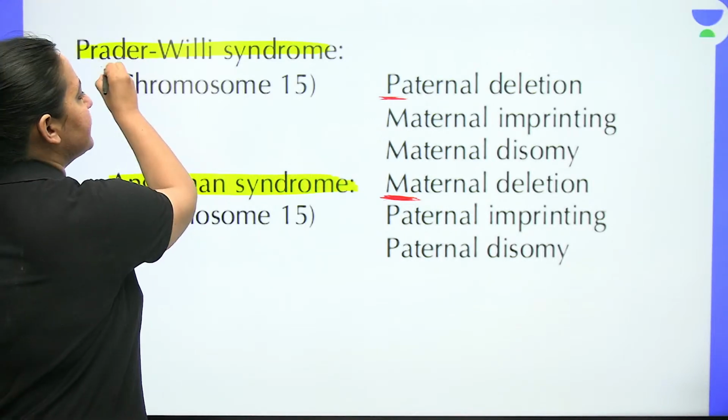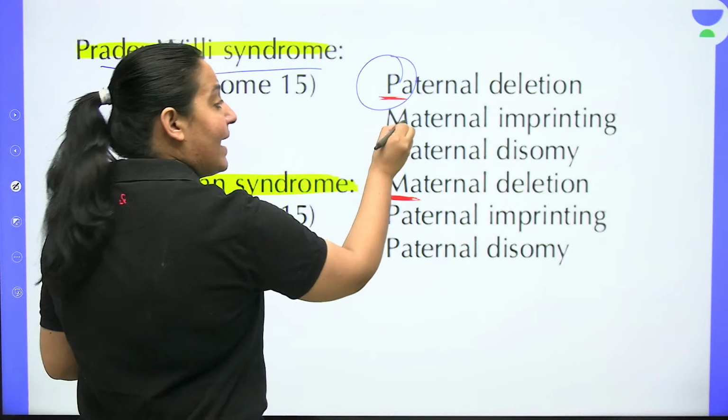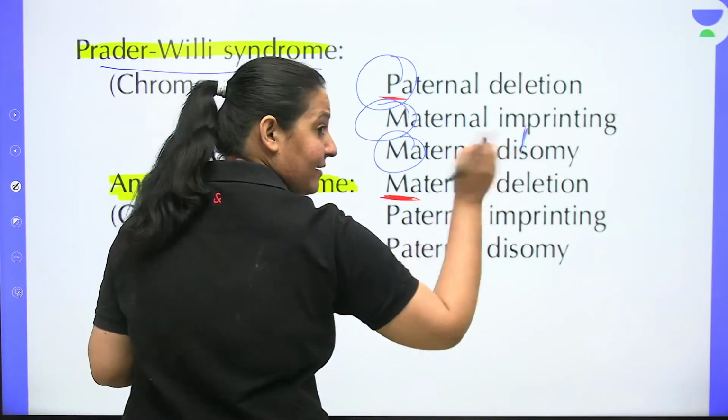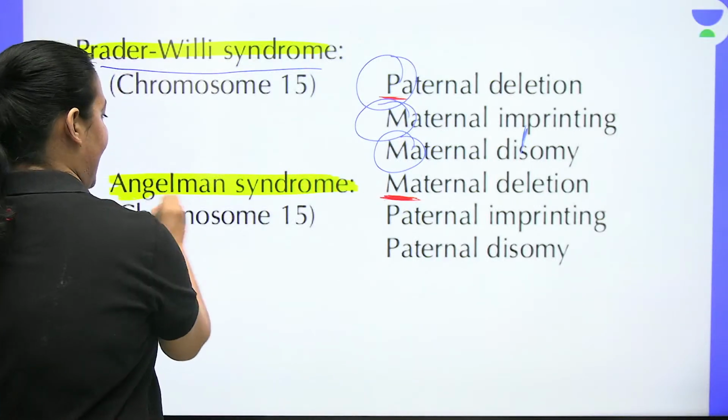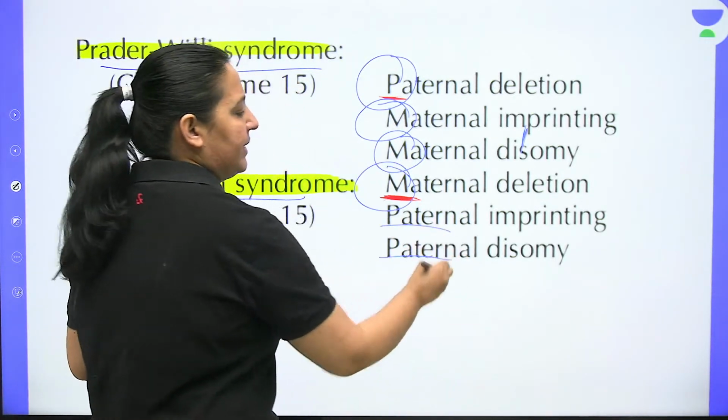Can you tell me what happens in Prader-Willi? In Prader-Willi, paternal deletion, maternal imprinting or maternal disomy. So imprinting, disomy, maternal hogi, paternal deletion. And in Angelman, the maternal deletion and paternal imprinting and disomy takes place.